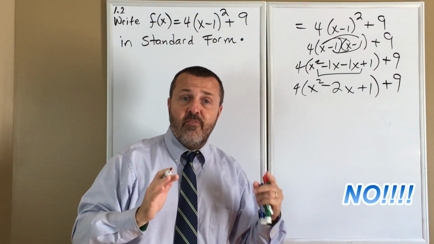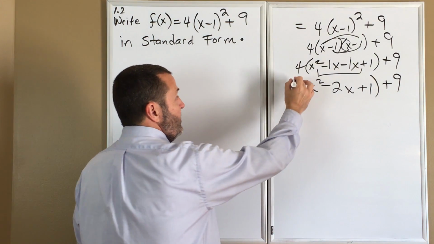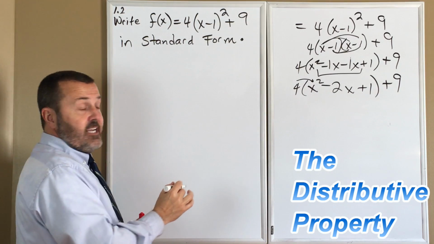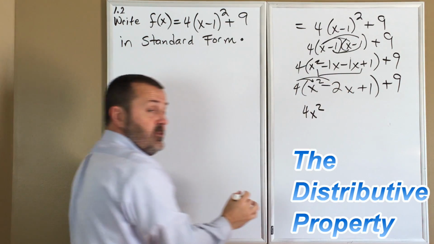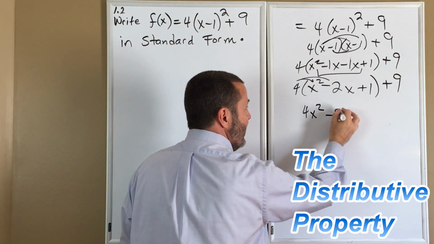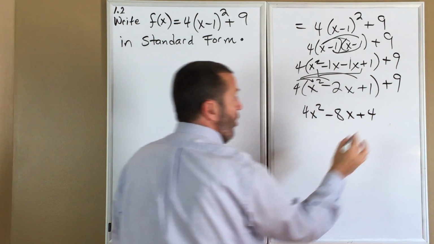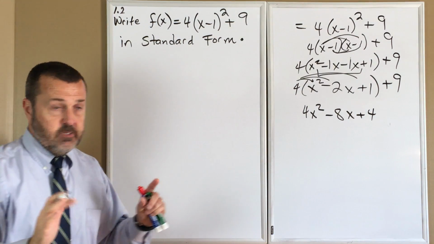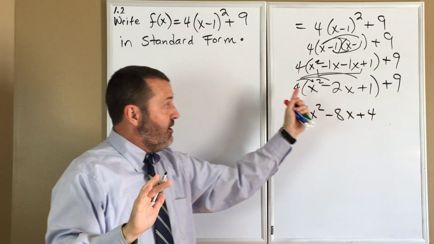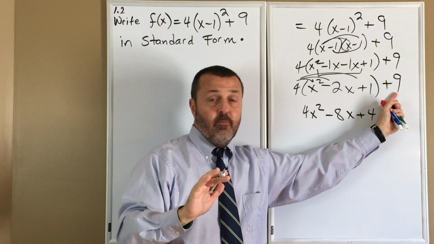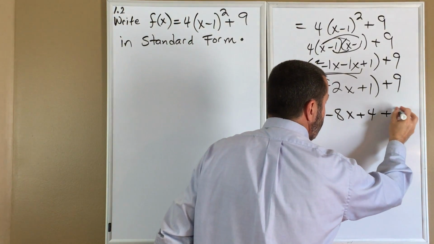No. Now we've got to do the multiplication. So we've got to use the distributive property. 4 times x squared is 4x squared. 4 times minus 2x is minus 8x. And 4 times 1 is plus 4. Notice, the 9 is outside the parentheses. Therefore, the 4 is not going to be multiplied times the 9. But we bring the 9 down.